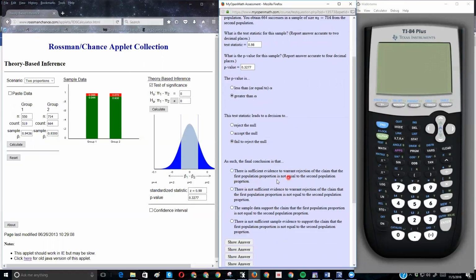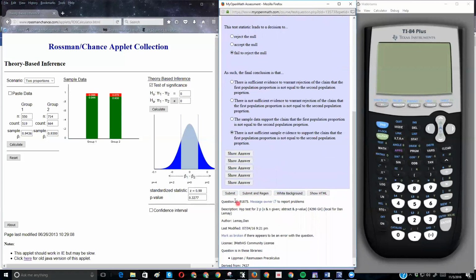Okay, yeah, we're going to reject this, but let's see if there's a better answer. There's not sufficient evidence to warrant the rejection of the claim. Okay, this is saying we can't reject that they're not equal. So that's out, because we're saying we can't say they're not different. This is saying they are different. Yeah, and that's the same. B and C are the same convoluted kind of wording. And there's not sufficient sample evidence to support the claim. I like this one. This is more like that flow chart. I'm going to try that one. I might get it wrong. We'll see.